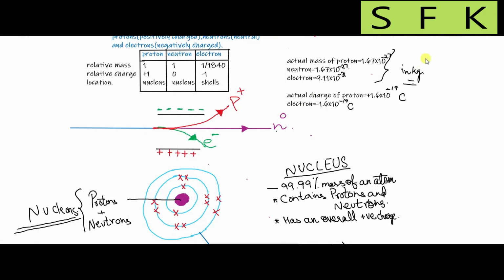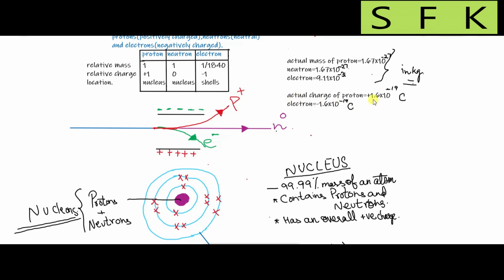Okay, I've given the values of the actual masses and the actual charges of protons, neutrons, and electrons. So let's take a look at these. Actual mass of proton is 1.67 exponent minus 27 kg. All of these are given in kgs. You don't need to learn these values because they are already given to you in the data booklet. Mass of neutron is the same as the mass of proton, 1.67 exponent minus 27 kg. And mass of electron is 9.11 exponent minus 31 kg.